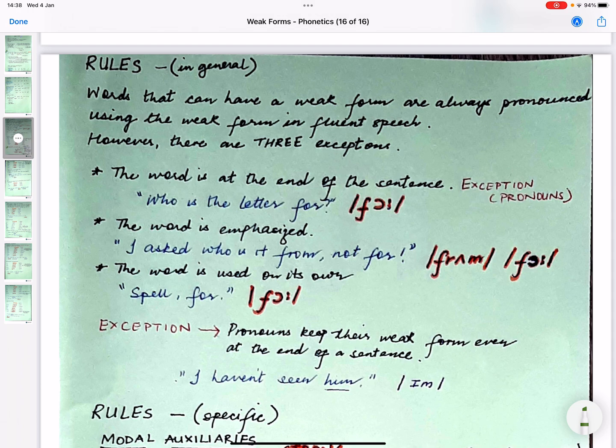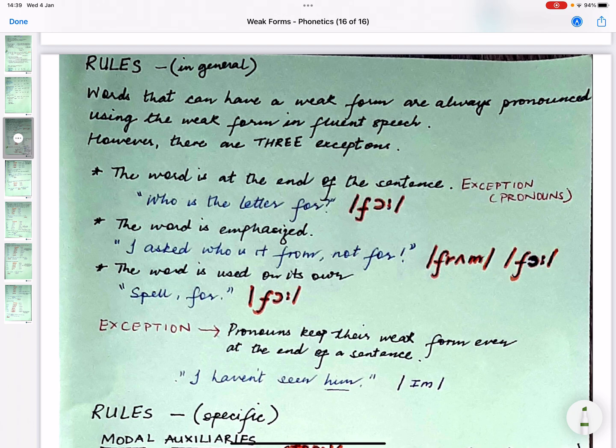Now remember that words that can have a weak form are always pronounced using the weak form in fluent speech. So that's easy. But there are three exceptions. If the word is at the end of a sentence, you use the strong form. There's an exception for pronouns here. I'll come to that later. If the word is emphasized, you use the strong form. If the word is used on its own, you use the strong form.